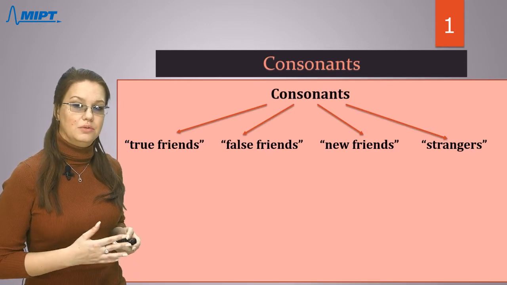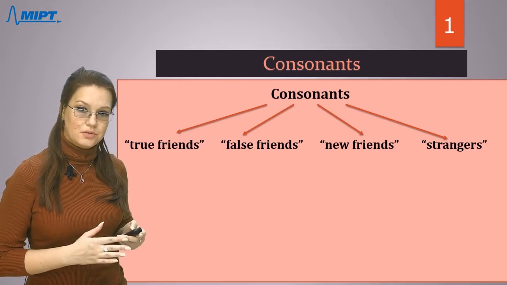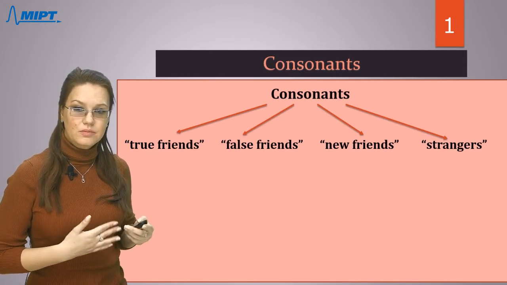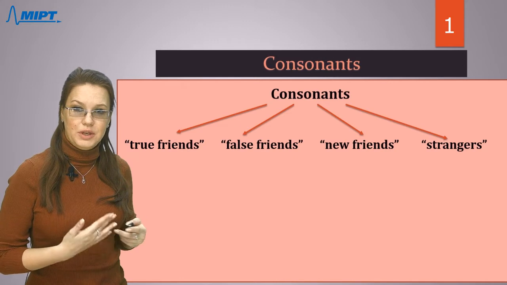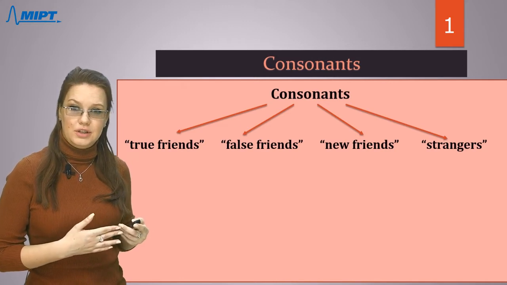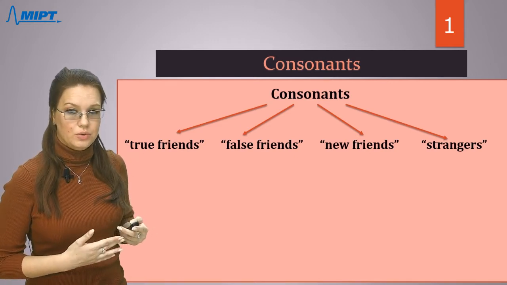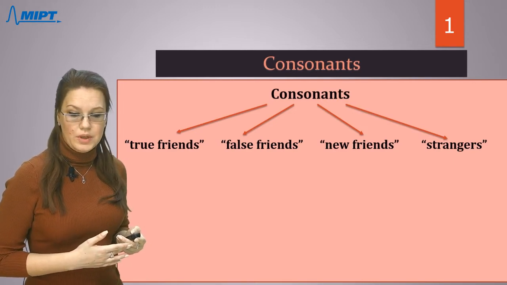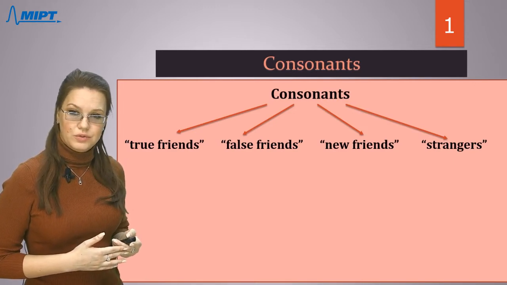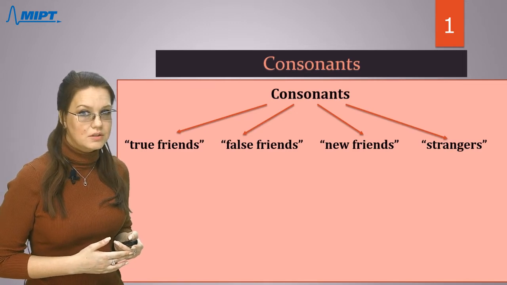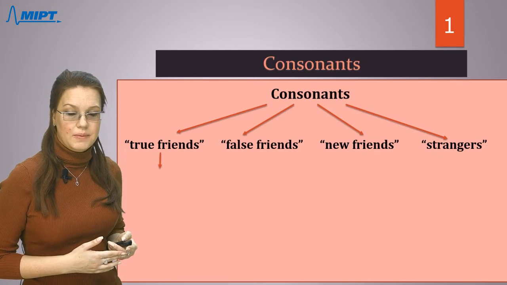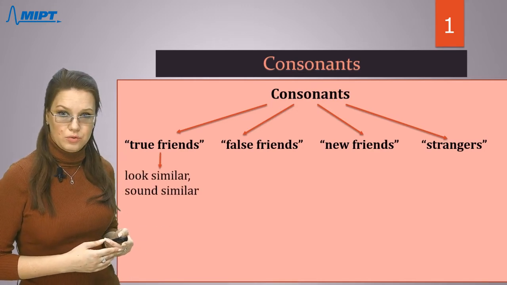I try to organize consonants in this way to make you understand the pronunciation easier and to make you memorize the pronunciation easier. So we can say that we have true friends, false friends, new friends and strangers. What does it mean? Let's talk about first group of consonants.